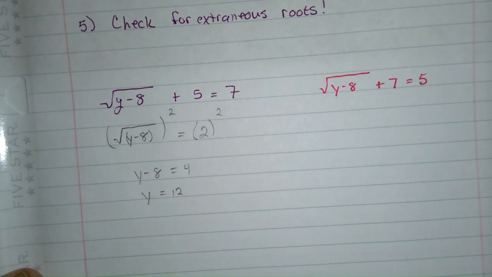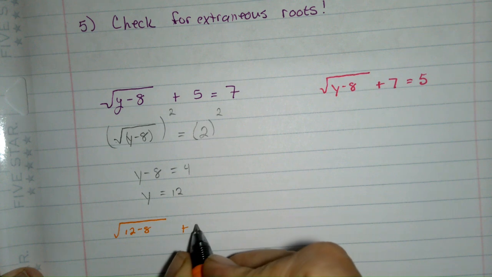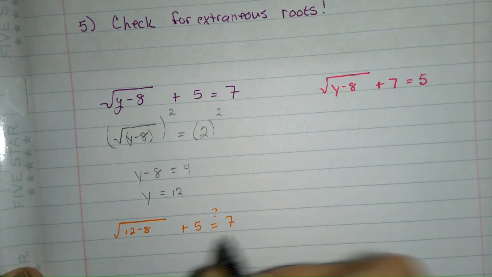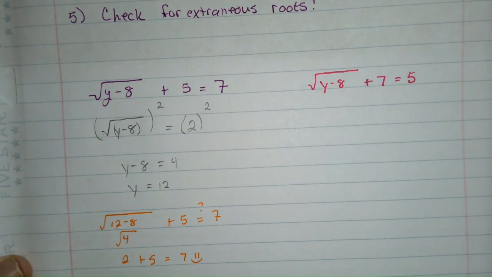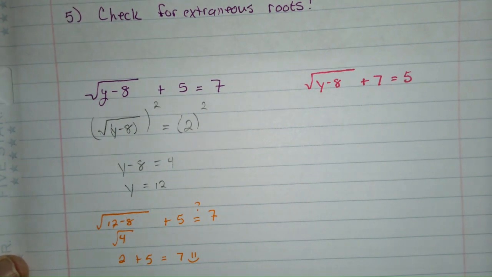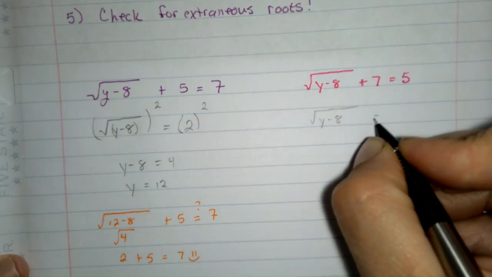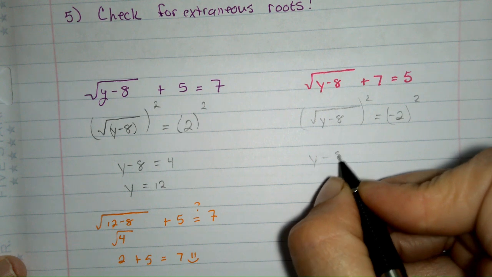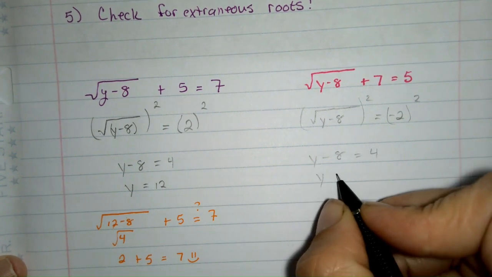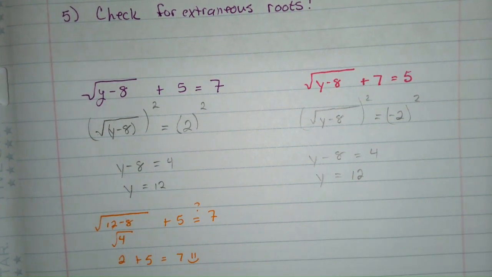And then we're going to go ahead and double check that. Does the square root of 12 minus 8, plus 5 equal 7? 12 minus 8 is 4. Square root of 4 is 2. 2 plus 5 is 7. Yes, it worked. So what's going to go on over here? We'll subtract the 7. Square both sides. y equals 12 again. Okay, so now we're going to check.